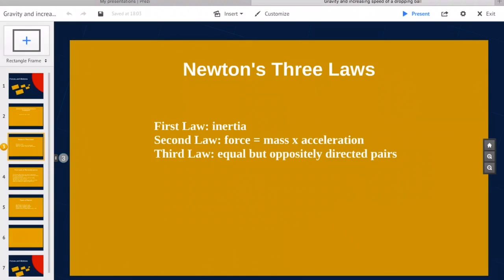Second law, force equals mass times acceleration. Just a real simple formula. Third law, all forces in the universe occur in equal but oppositely directed pairs. So going over this for Newton's three laws, if we see inertia, we know that's the first law. For the second law, we know it's that formula for force. Third law, equal but oppositely directed pairs. So those are our Newton's three laws.